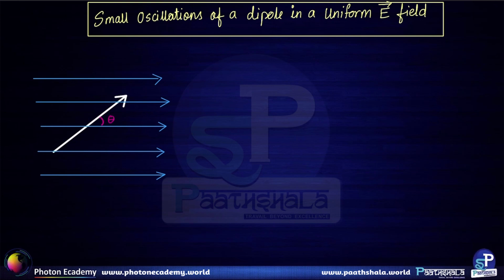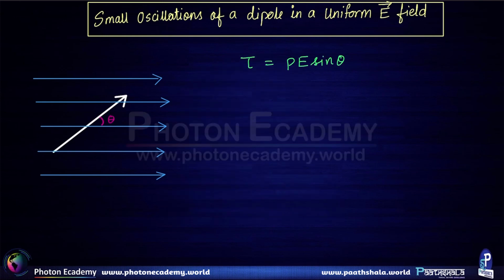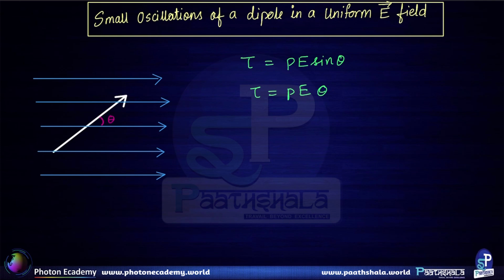Torque we know happens to be equal to P cross E. So here we are writing it down as PE sin theta. Now we make the small angle approximation and say that theta is small. So when we are able to say that theta is small, we can write down torque as PE theta, and this we will note is restoring torque.